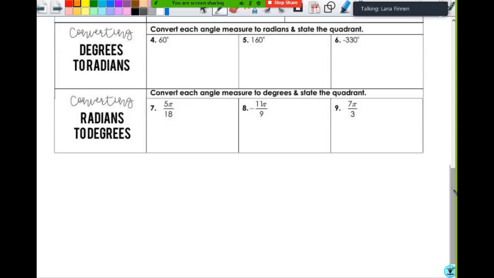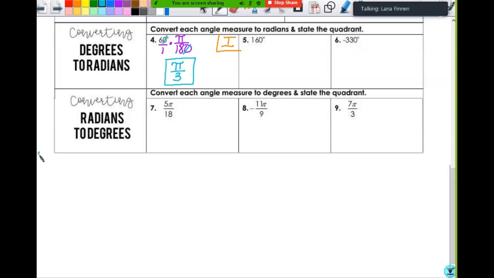All right, so let's start by stating the quadrant. If I have 60 degrees, which quadrant am I in? 1. So I'm in the first quadrant. That's our Roman numeral 1. So if I have degrees and I want radians, I'm going to multiply this by pi over 180. And then I can divide them both by 10. So that gives me 6 pi over 18, which is really pi thirds. Everybody good with that? Easy enough?